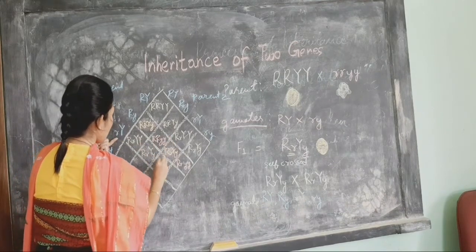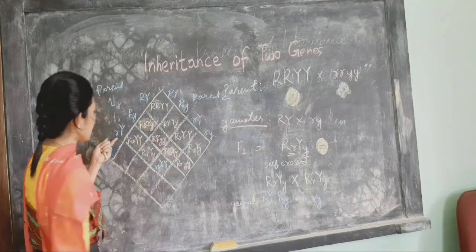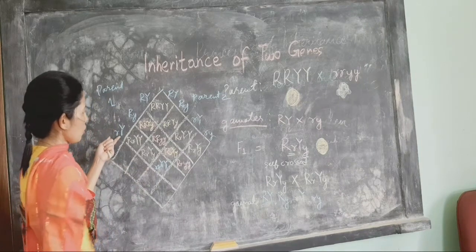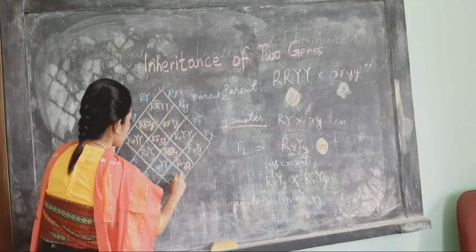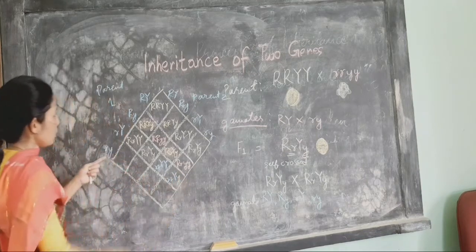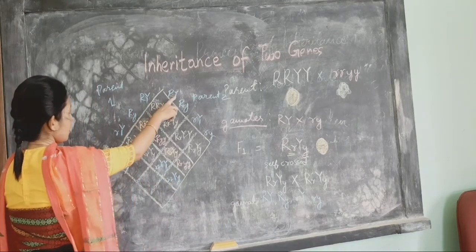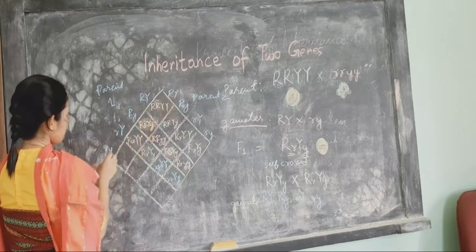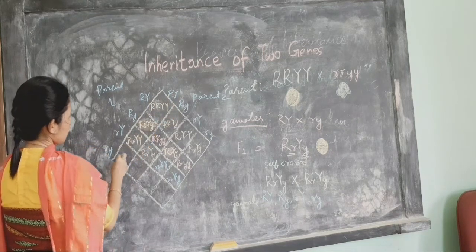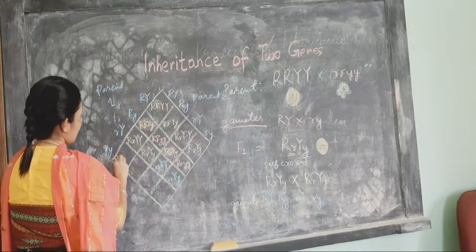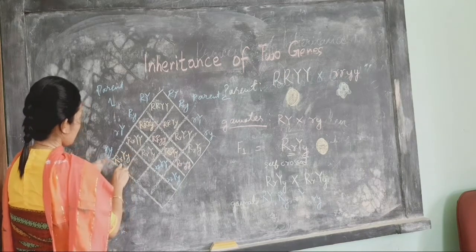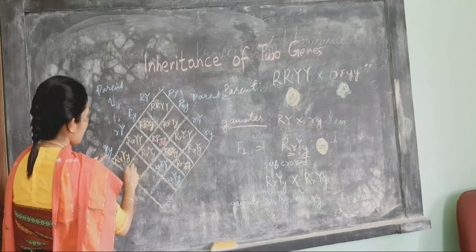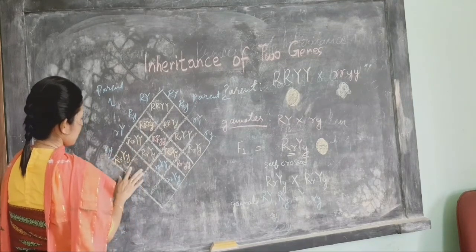Small r, capital Y, wrinkle and yellow. And this one also small r, capital Y, small y, wrinkle and yellow. And here capital R, small r, round and yellow. Capital R, small r, capital Y, small y, round and yellow. And this one capital R, small r, round and green.